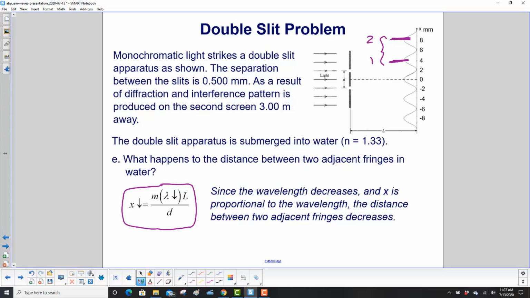What stays constant in this equation? The distance between the screen and the source is the same. The distance between the two slits is the same. And we'll compare it with the same m. Lambda is decreasing. So if lambda decreases and everybody else is constant, then the distance from the center point for both fringes will go down. Both of these will go down and they'll get closer together. So what happens is the distance between two adjacent fringes decreases.